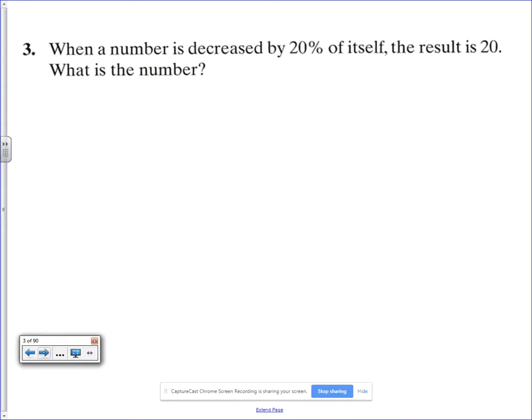Okay, when a number is decreased by 20%. Now, by 20%, you all know I can't use the 20% as is. That would have to be 0.20. And it's supposed to be decreased by 20% of itself. Of means to multiply, and it was n. So decreased by 20% of itself.